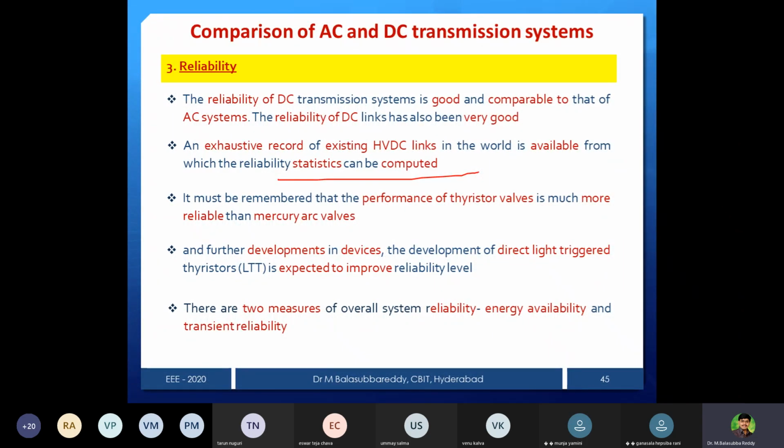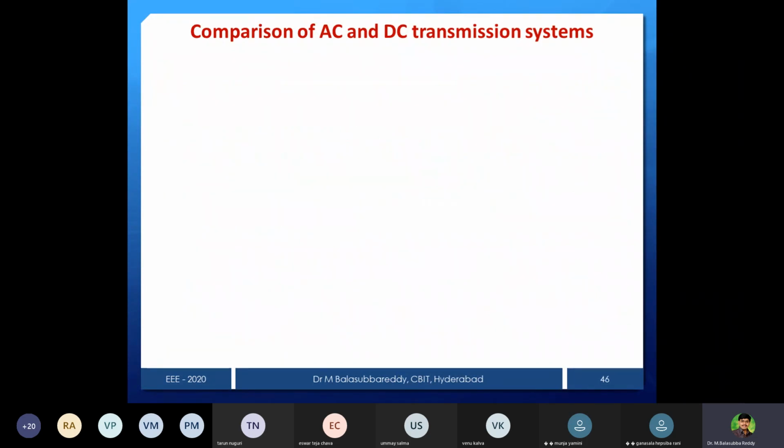And there are two measures of overall system reliability. To say whether the system is more reliable or not, there are two parameters we need to consider. One is energy availability, and another one is transient reliability. So to say the system is completely reliable, we need to check both parameters.